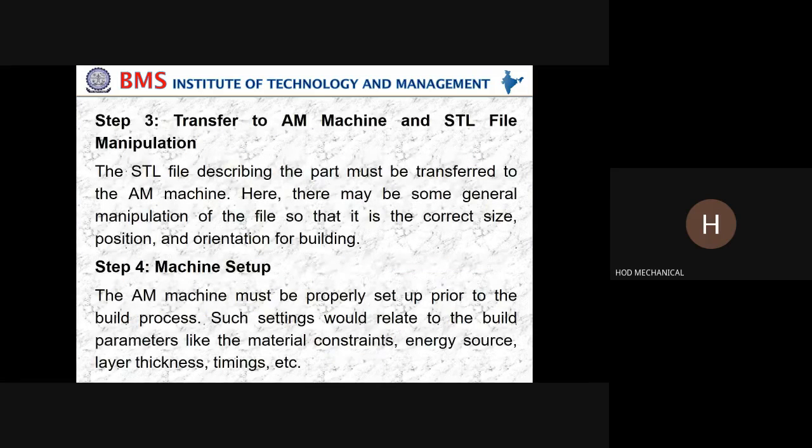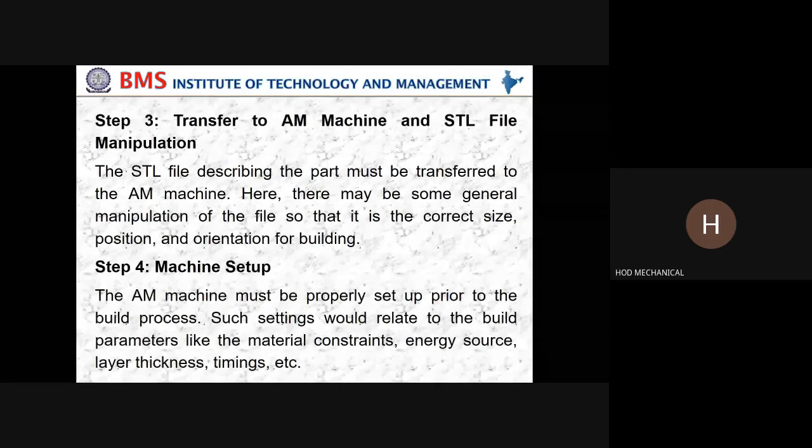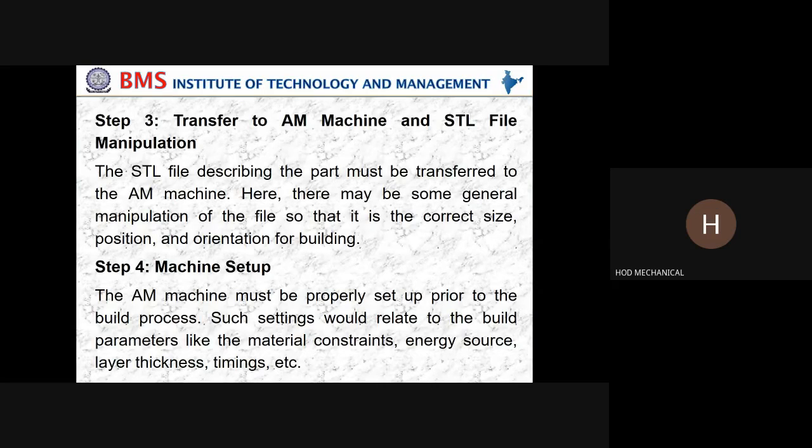Next, transfer to the AM machine and STL file manipulation. The STL file describing the part must be transferred to the AM machine. Now you have a CAD file, and you have converted the CAD file into an STL file. In the STL file you have divided that CAD file into small pieces. That is the completeness of your STL file. Now that STL file you are going to transfer to the additive manufacturing machine.